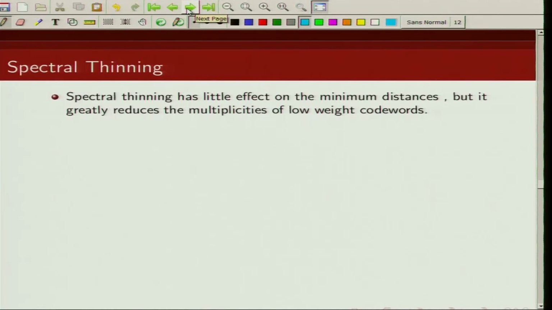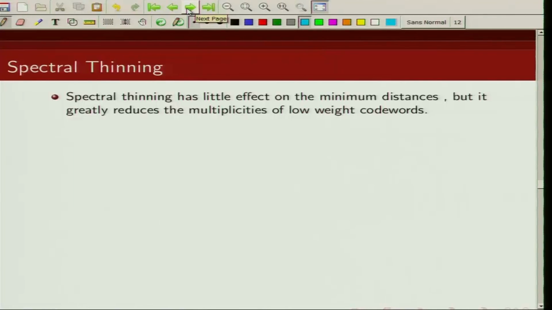Now spectral thinning has very little effect on the minimum distance of the turbo code. However, it greatly reduces the multiplicity of low weight code words. In the example that we considered, the minimum distance was 5, whereas for the convolutional code it was 6, but we only had one code word of weight 5. The number of code words of weight 6, 7, 8, 9 was reduced in the case of the parallel concatenated code.